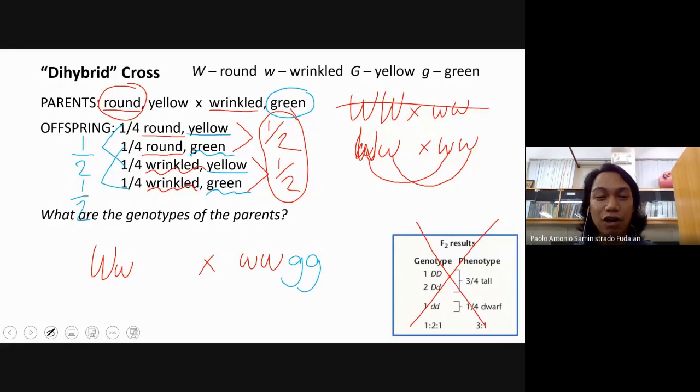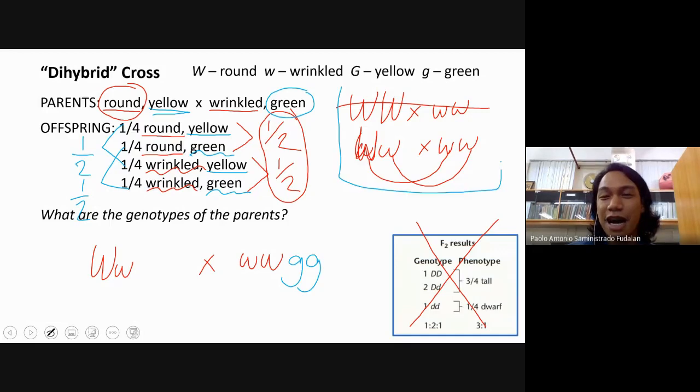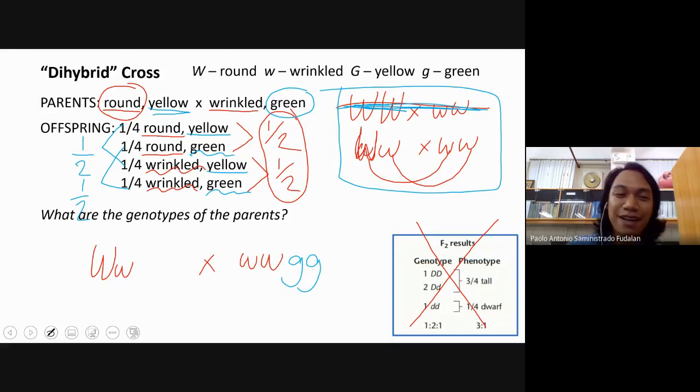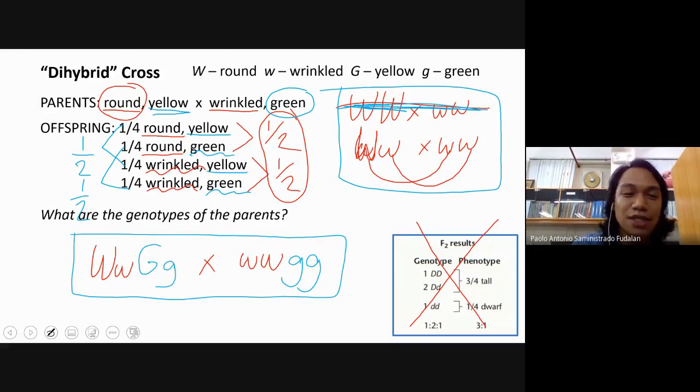So the answer a while ago was correct. So we only need its partner. With the same principle as we did here for the round and wrinkled, we know it can either be big G, big G, or big G, small g. But if we use big G, big G here, as we showed, it's impossible, because then all the offspring will have yellow seeds. So therefore, this one is big G, small g. So the answer given a while ago was correct.